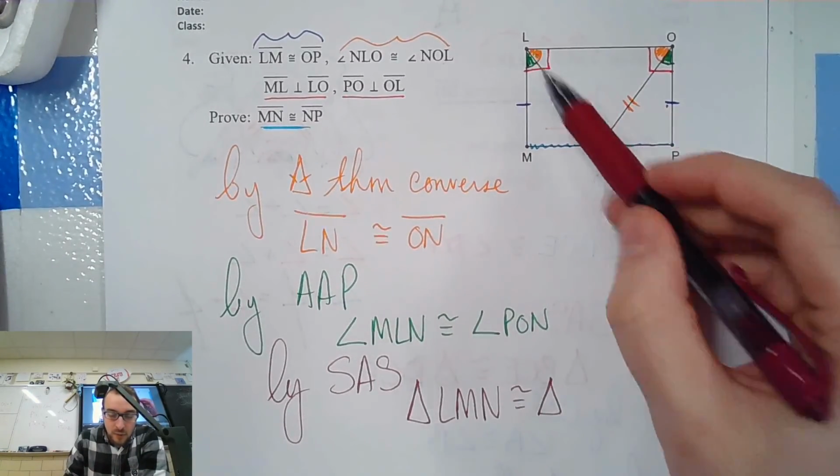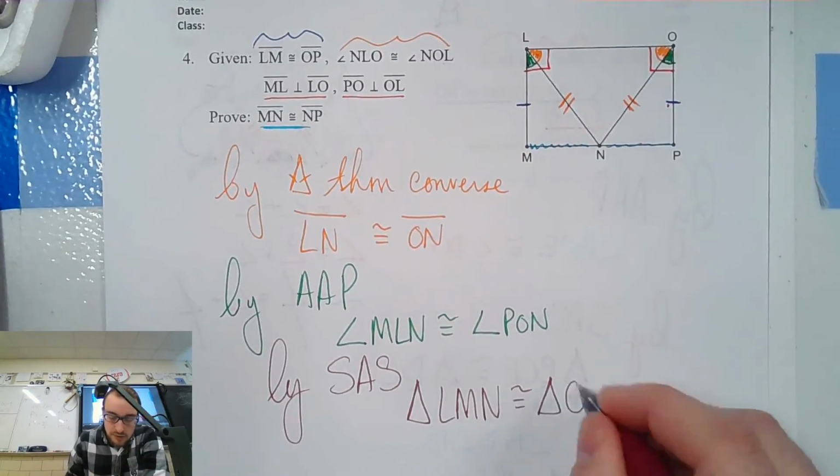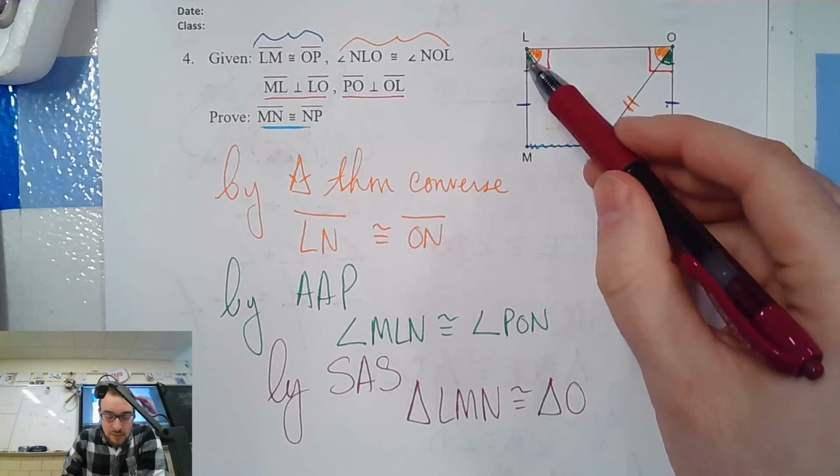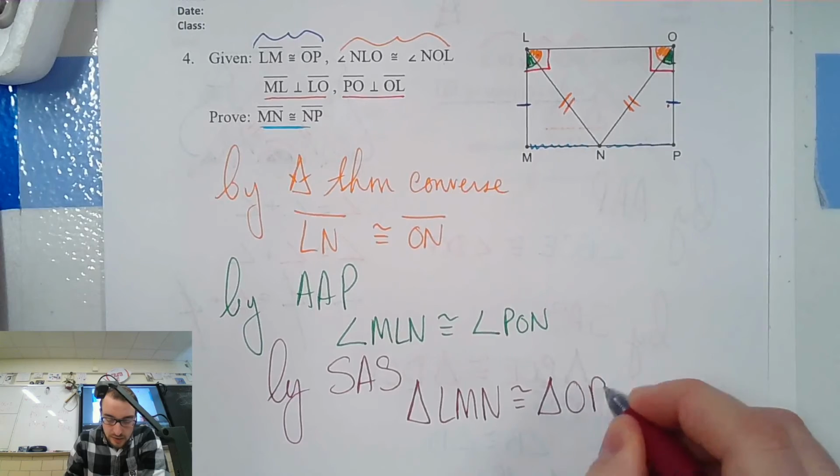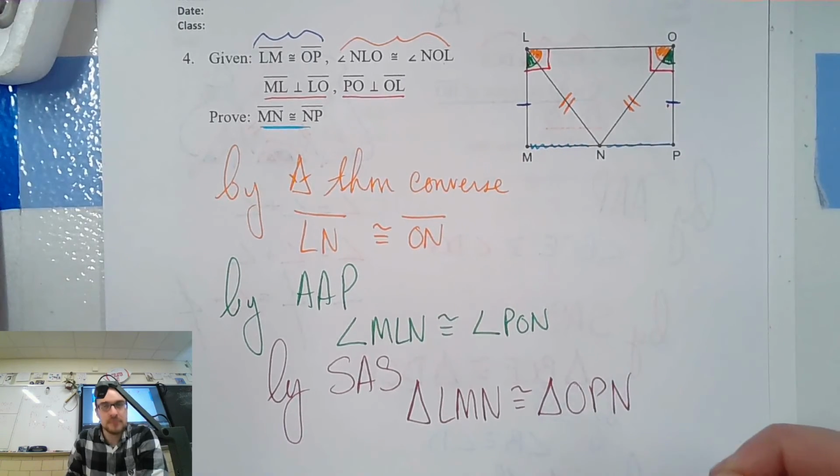well, L is made up of orange and blue. O is made up of orange and blue. M is made up of blue and unknown. Blue and unknown is P. And then N must go with N.